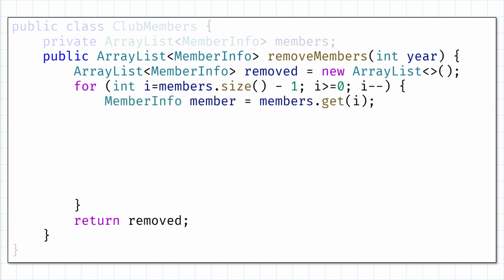Then I'm going to pull the current member info object out of the list and store it in a variable. I'm doing this because we're going to be calling methods on this, and I didn't want to keep writing members.get(i) over and over again.